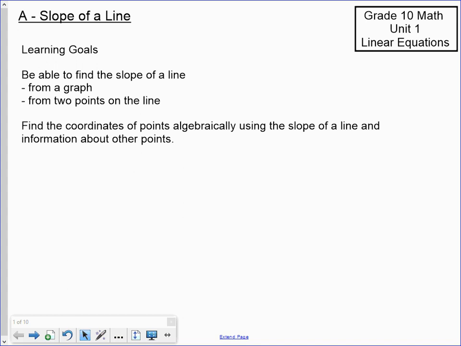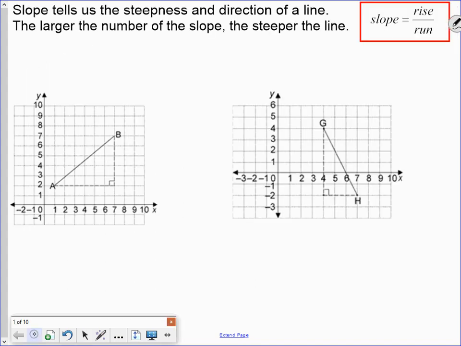Okay, so let's just start off with a little review of what the heck slope is. Okay, you encountered this word last year in grade 9. Slope tells us the steepness and the direction of a line. Okay, the larger the number of the slope, the steeper the line. And you probably use this formula for slope of a line, rise over run.